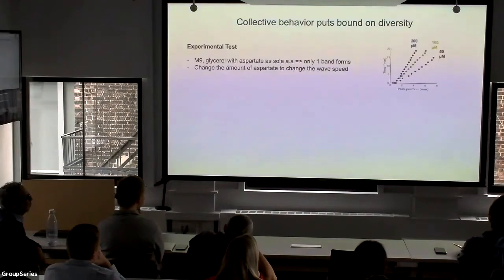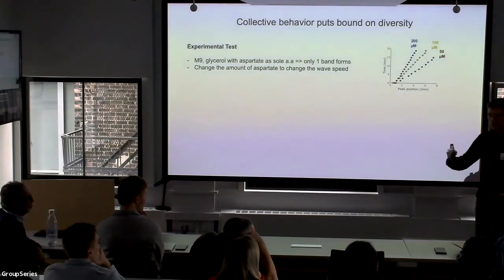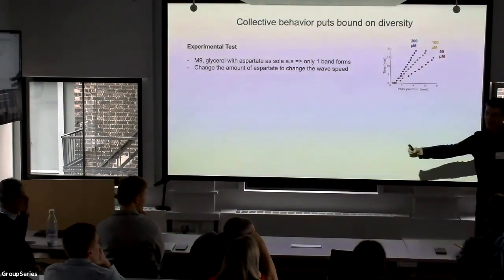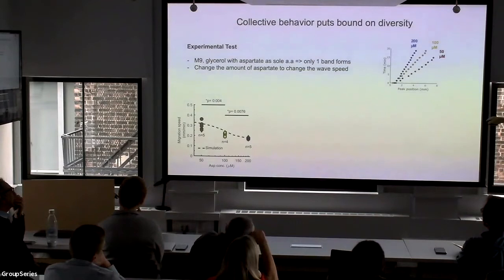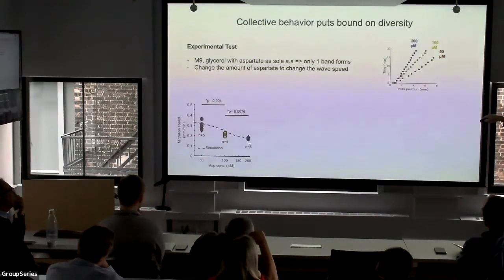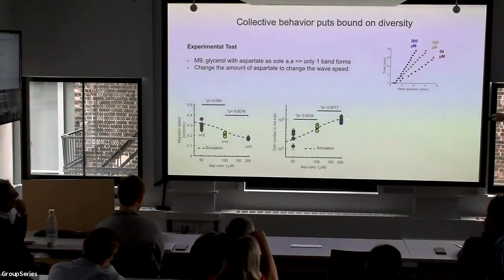So now, what about the diversity, the bound on diversity? In order to do that, what we did is that we modified the speed of the wave by changing the concentration of the amino acid that the cells can consume in the front. If you put less, it's going to be consumed faster, and so the wave moves faster. And so by going from 200 micromolar to 50 micromolar, you change the speed. And the dashed line is the prediction from the theory. And as you go to higher concentration, the speed goes down, the number of cells that can travel goes up.